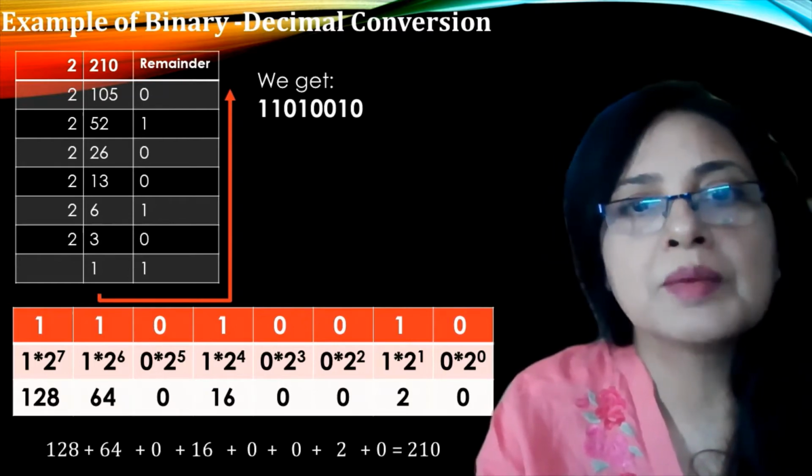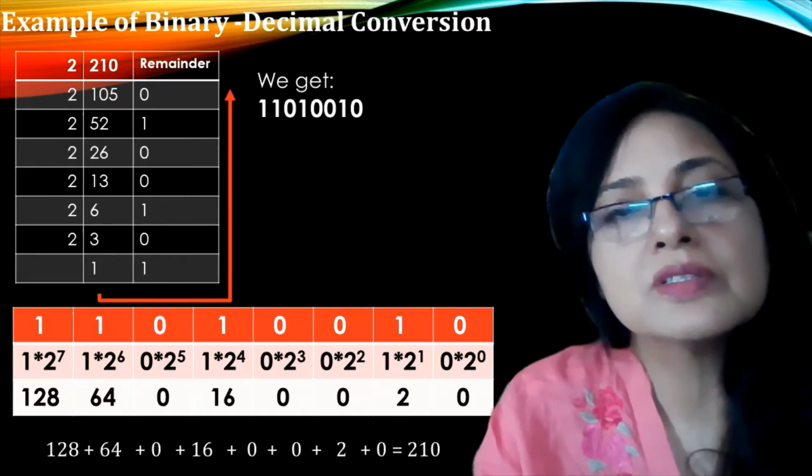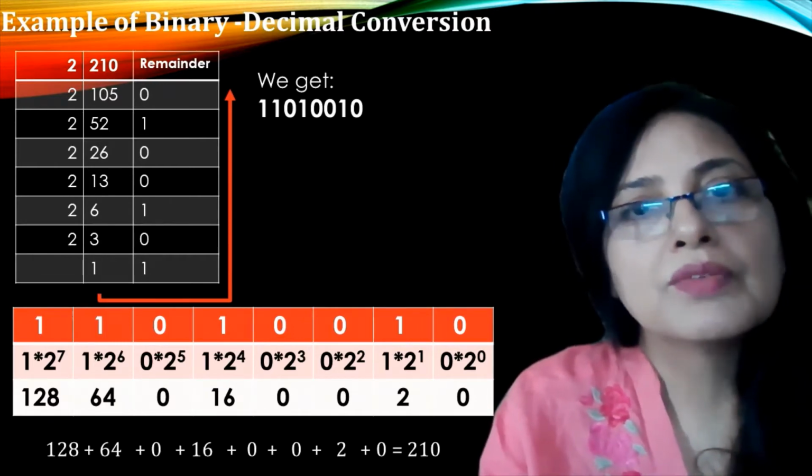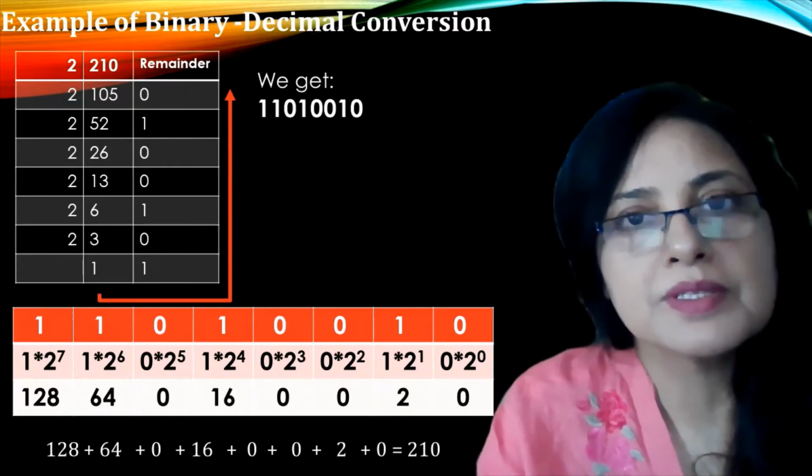And the result ends up as 210, which is the number we started off with. So this is how we convert from binary back to decimal system.